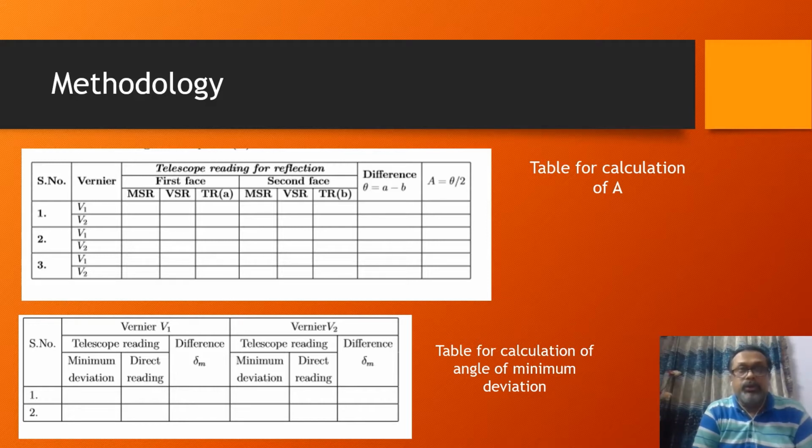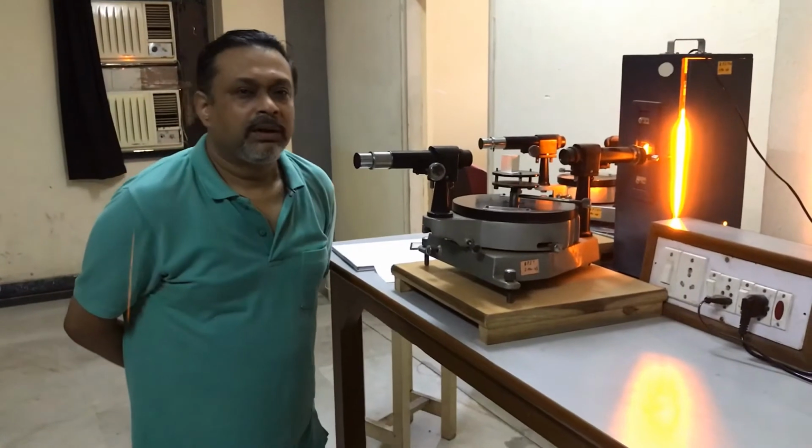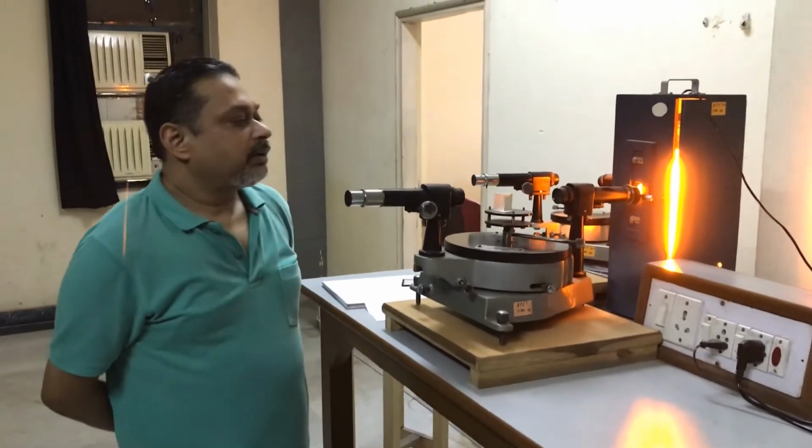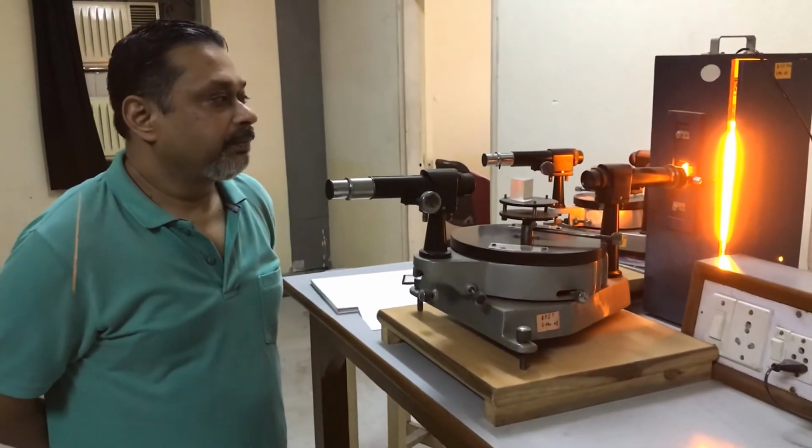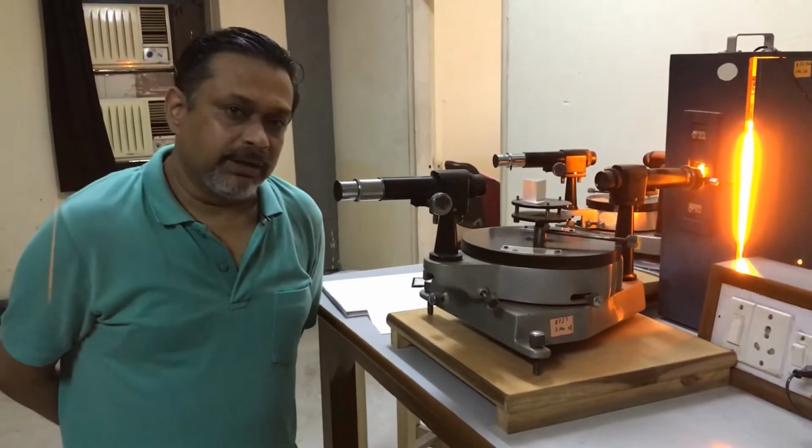Now I am going to show you the experimental part of it. Now I am going to show you the experiment to calculate the refractive index of the material of a prism using spectrometer and sodium light.